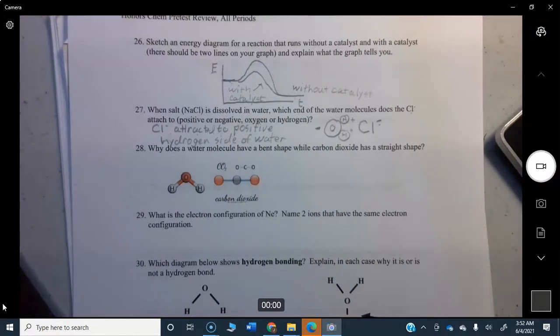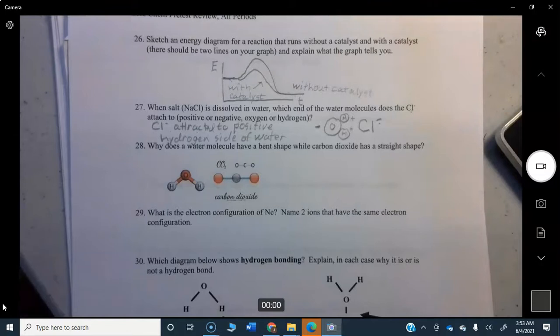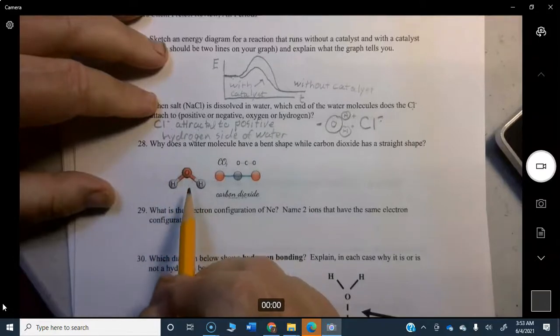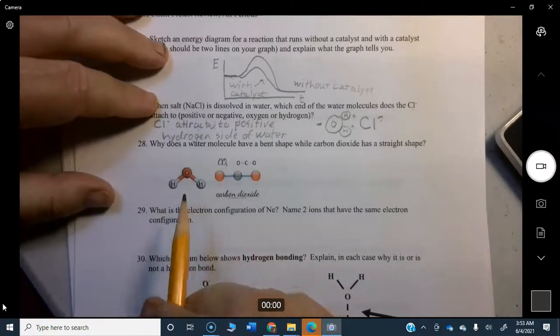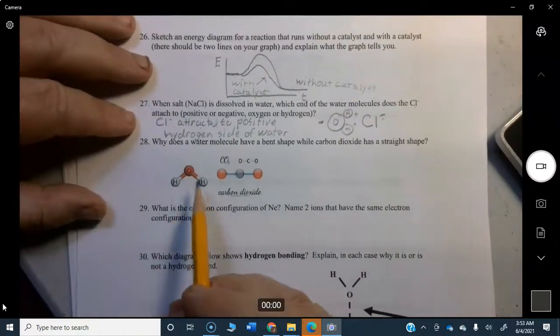Okay, why does a water molecule have a bent shape while carbon dioxide is straight? All right, this is a concept we didn't get to, but you're going to learn it now. So I'm practically giving you the answer. We learned how to diagram a water molecule, and we did that towards the end of the class. What we didn't learn was what shape it would take.